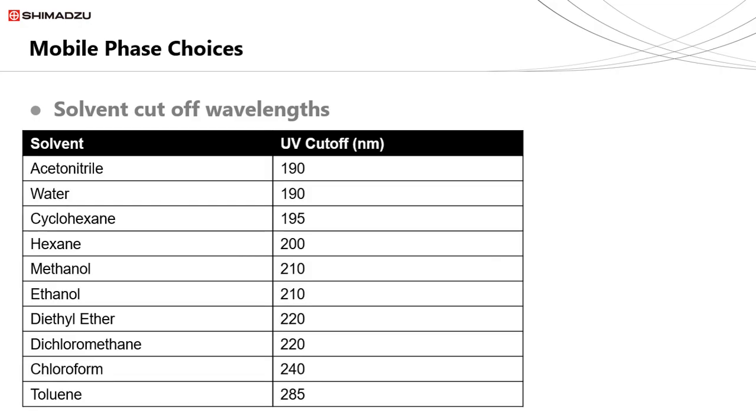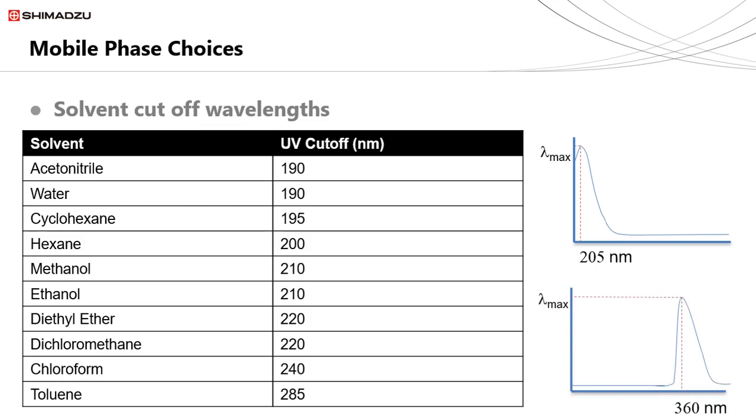We established that every solvent has a UV cutoff wavelength, below which analysis cannot be done. This is important when we get to building our method. If our compound has a wavelength maxima of 205 nanometers, we would not be able to use most of the solvents on this table. We would most likely use acetonitrile and water. If our compound's wavelength is 360 nanometers, however, then we are not restricted by our choice of solvents from this list.